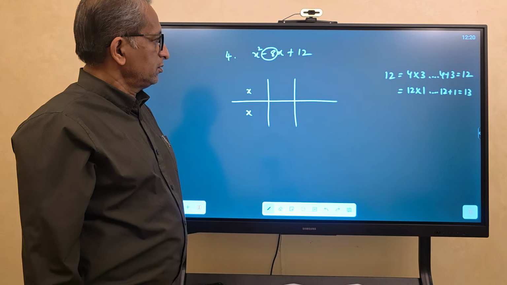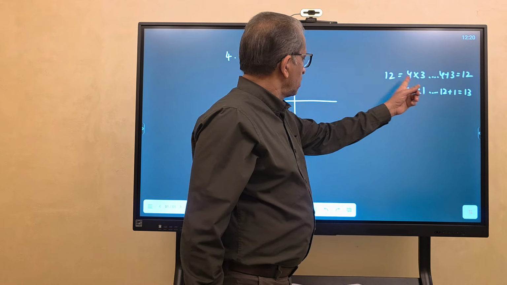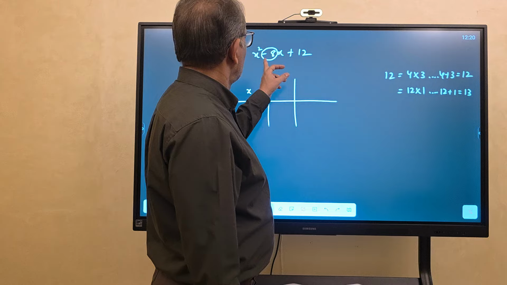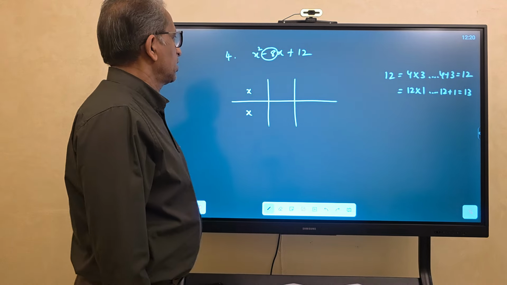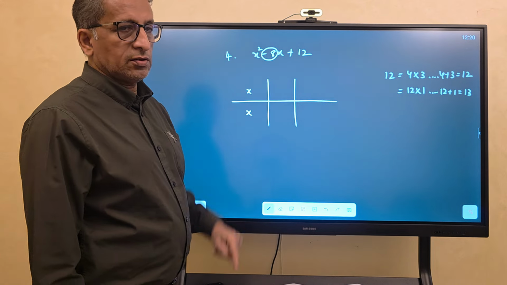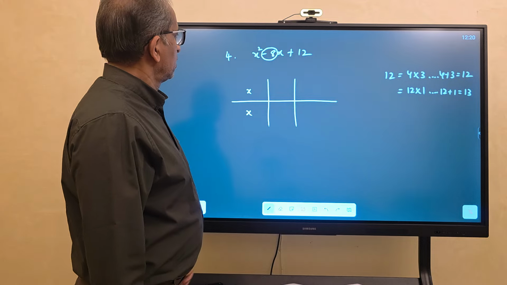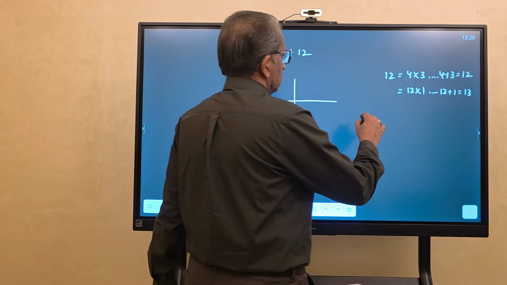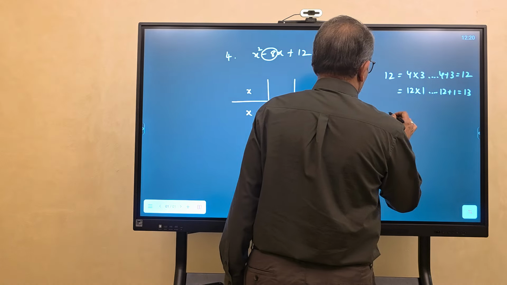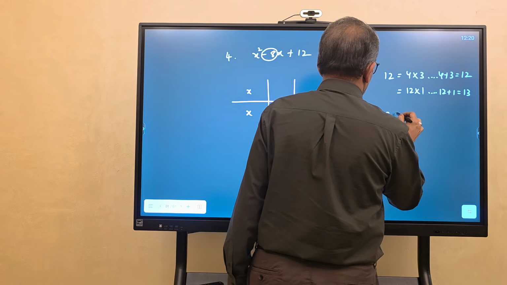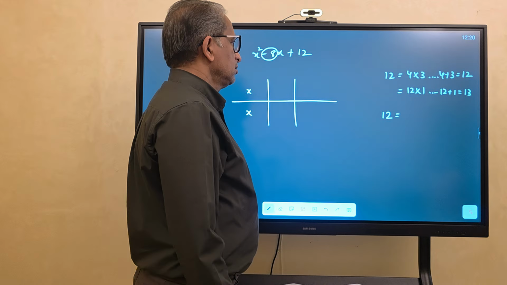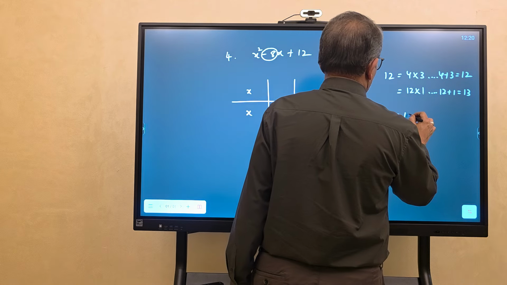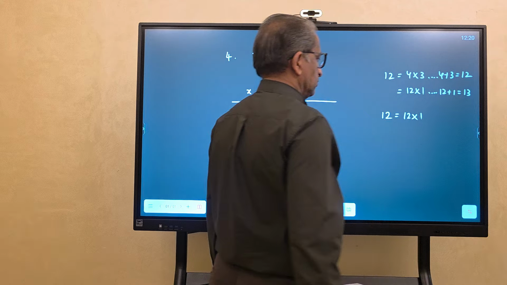So what I will do, I will have to use this and then check whether we can find the factors of that 12 in which I will get minus 8. So let's see how I will do it here. 12 I can write down as 12 into 1.